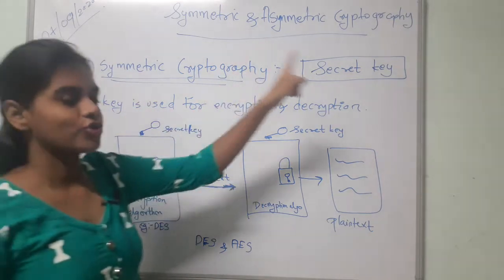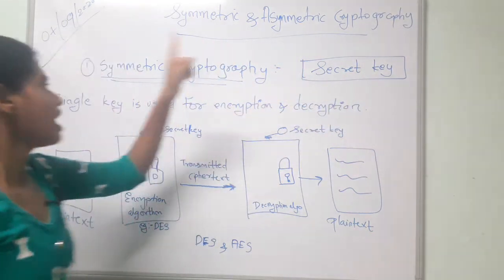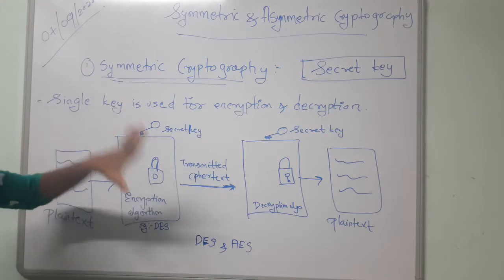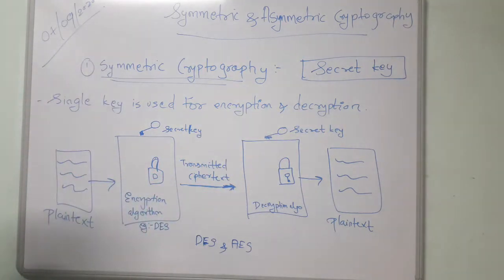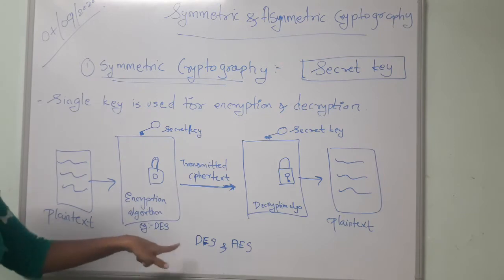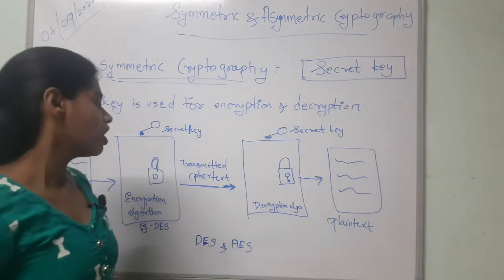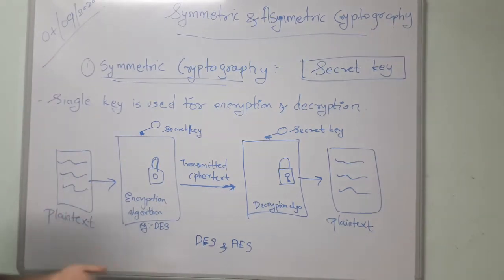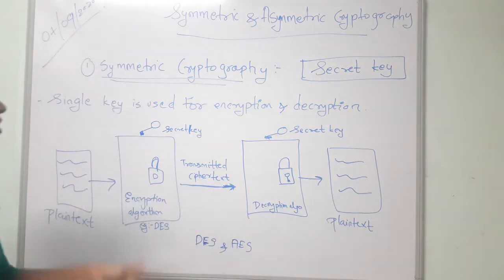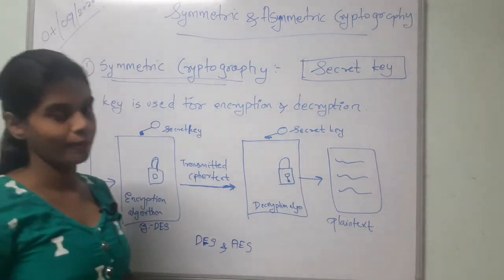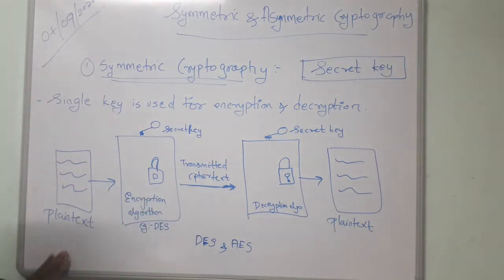Symmetric cryptography is also called secret key cryptography, and a single key, the same key, is used for encryption and decryption. Here we use the Data Encryption Standard and Advanced Encryption Standard implementations in the encryption algorithm and decryption algorithm. The decryption algorithm is the reverse of the encryption algorithm. I hope you have understood what symmetric cryptography is.